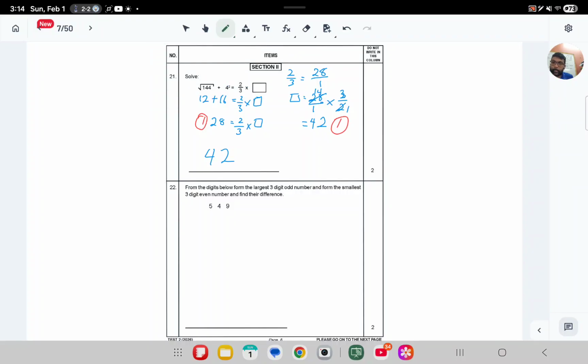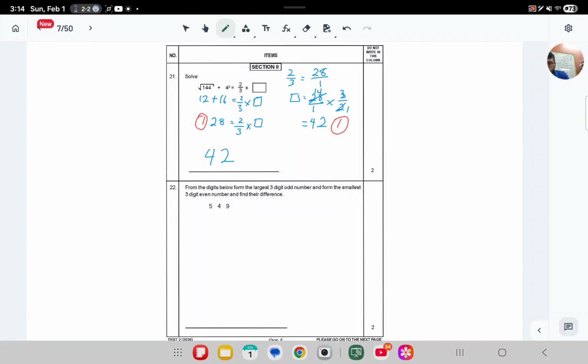Number 22, from the digits below, form the largest 3-digit odd number and form the smallest 3-digit even number and find their difference. So we know now that odd numbers end in 1, 3, 5, 7, or 9, and even numbers end in 0, 2, 4, 6, or 8.